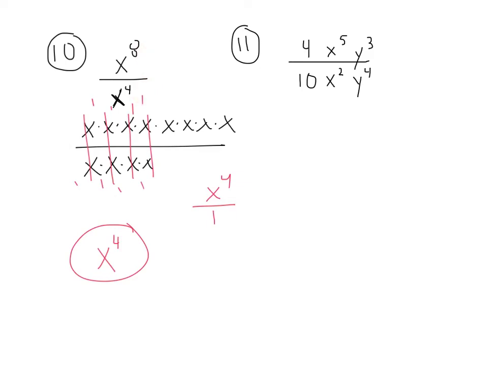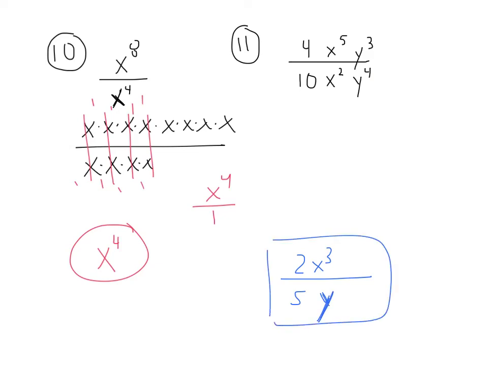Right? Let's look at number 11. Right? Here's what you should have gotten on that one. The answer should be this. 4/10 reduces to 2/5. And then x to the 5th divided by x squared is going to be x cubed on the top. And then y cubed divided by y to the 4th, right? You end up with 1 over y, or in other words, having y on the bottom.